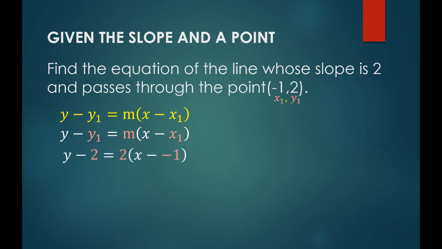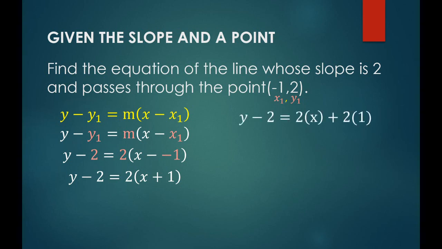So y minus 2 is equal to 2 times x minus negative 1. So nagkatabi na naman si minus at si negative, kaya magiging plus yon. So y minus 2 is equal to 2 times the quantity x plus 1. Naka-quantity na naman, so we will multiply 2 by x and we will multiply 2 by 1. That's it. So y minus 2 is equal to 2x plus 2.